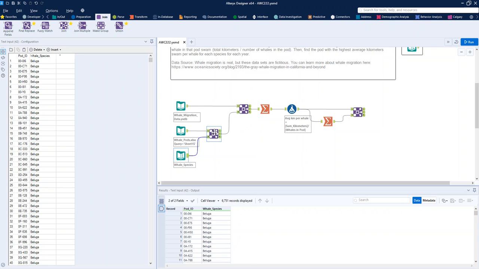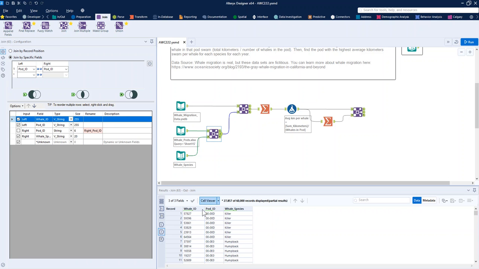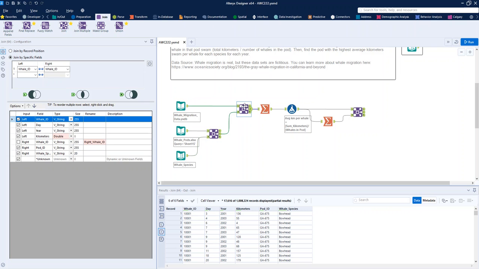So I decided to start here, just joining on that pod ID so that we get our whale species for each of our pods. And then we can join our whale ID onto our whale migration so that we have all of that granular information about the whale species and the pod ID from the other two data sets.